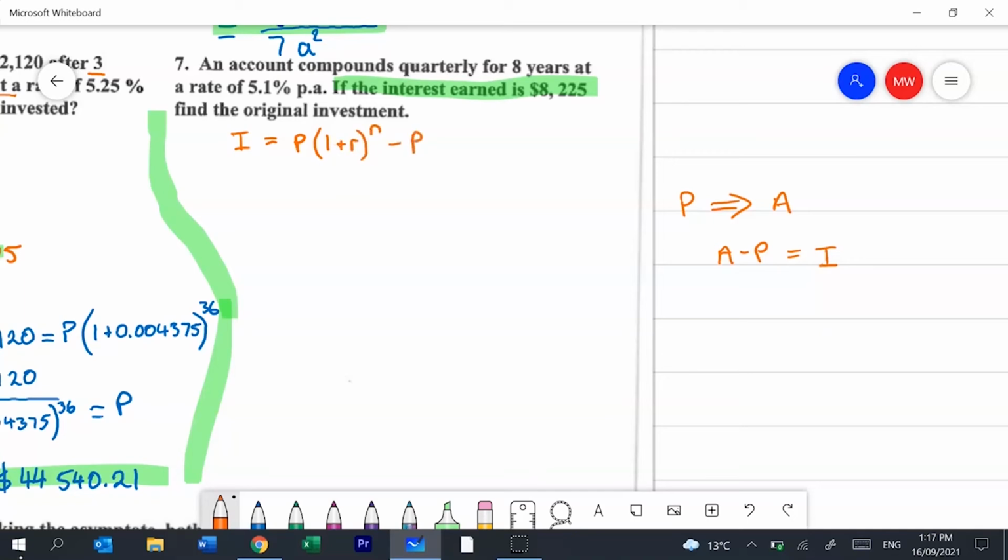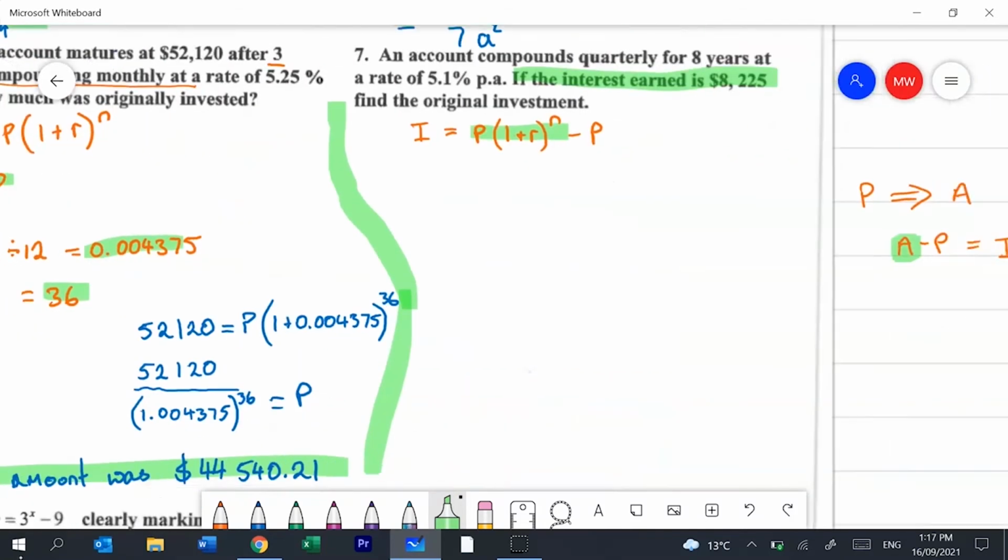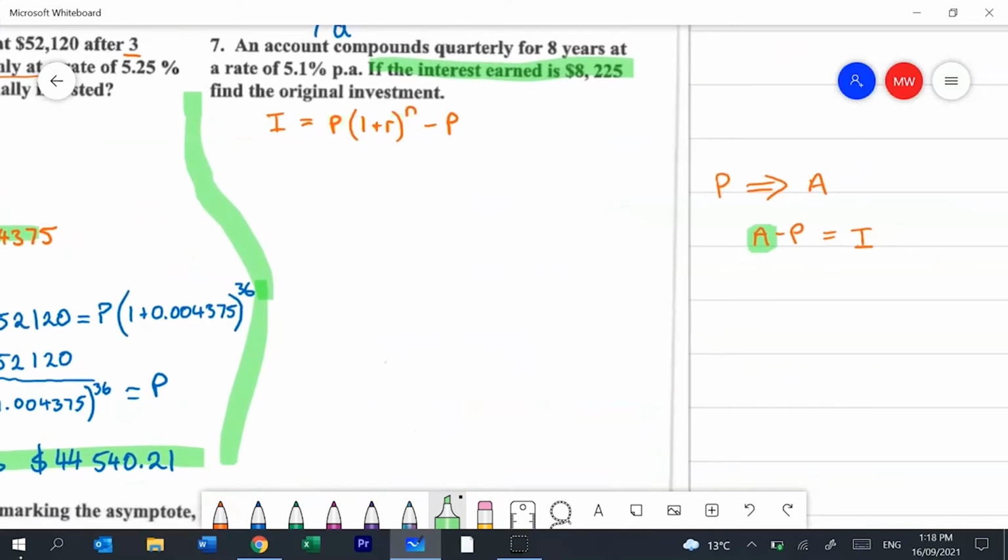Okay, so if we think about this, A equals this in the formulas that we've been using. So all I'm doing here is modifying the formula a bit so that the interest equals the A minus the P. The interest equals the A minus the P. So what I'm trying to say is that if I work out what the new account balance is and I take away the amount that I originally put in there, then I'll find out what the interest is.